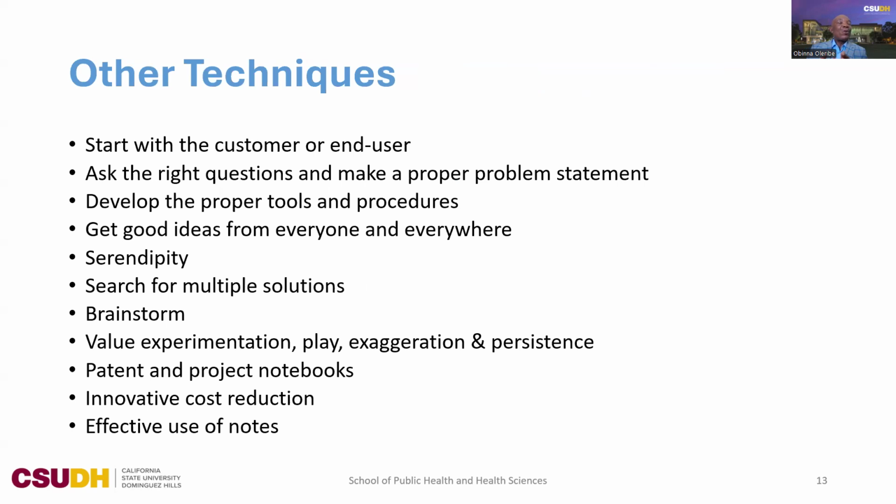Also, you can solve problems by looking at it from this perspective. You start with the customer who is the end user because he or she is the owner of the problem. So you must then ask the right questions and make a proper problem statement. Develop the proper tools and procedures for your problem. Then get good ideas from everybody and everywhere. And then involve serendipity, search for multiple solutions, brainstorm with your team members, value experimentation, play, exaggeration, and even persistence. And then document what you're doing. Be innovative in your cost management and use your notes because sometimes you may need to refer back to your notes to get the answers you need.